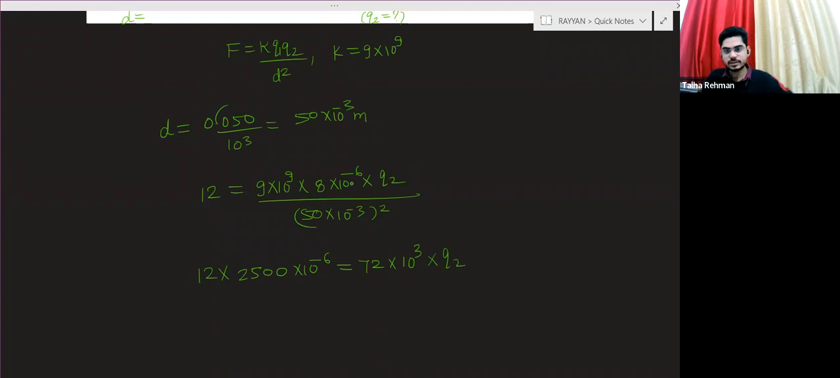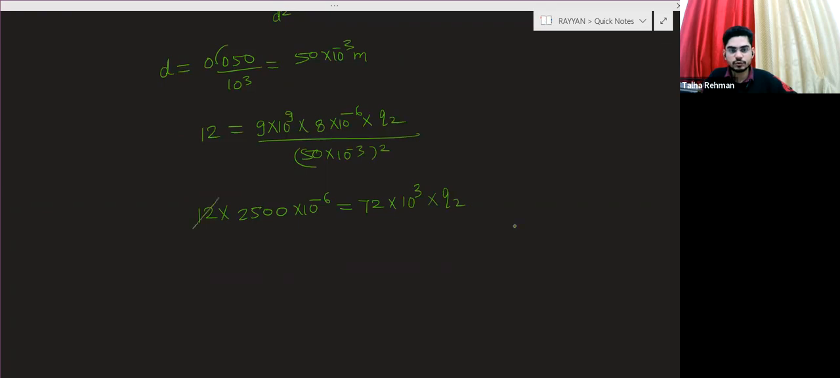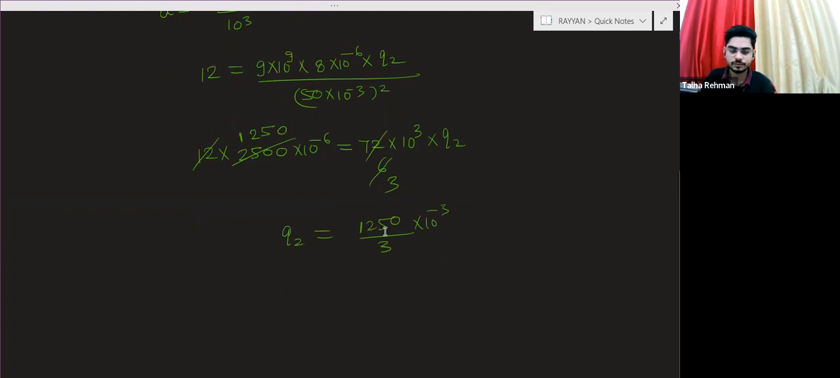Now we can solve it. This will become 10 to the power 3. So here it will be 12, and you can cancel it out with this 3, and this will become 2 1s are 2, 2 2s are 4, and this will become 2 5s are 10, this is 0, and Q2 will become 1250 divided by 3 and multiplied by 10 to the power minus 3. Now divide this value.